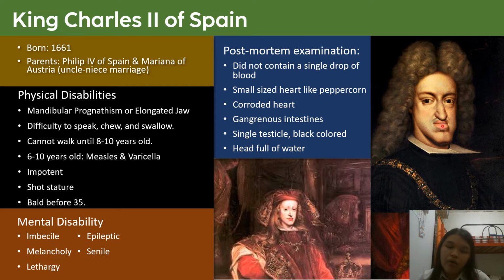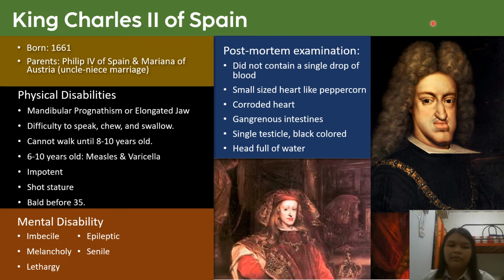And he also could not walk until 8 to 10 years old. He also had various diseases from 6 to 10 years old, which were measles and varicella. He is also proven to be impotent or not fertile. He could not have children because from his two marriages he didn't have any. He also had short stature. He was also bald before 35.